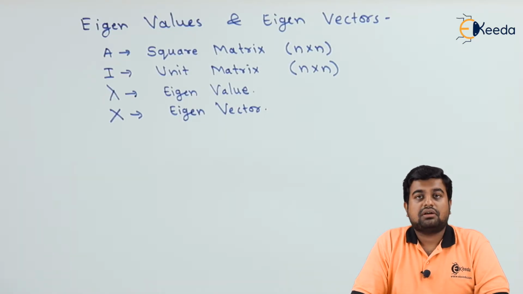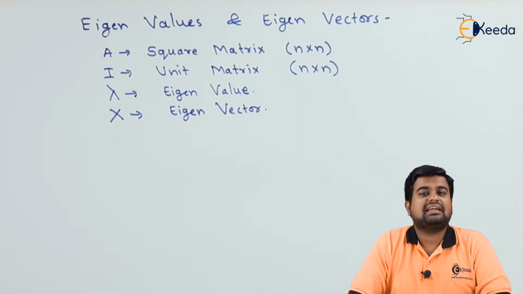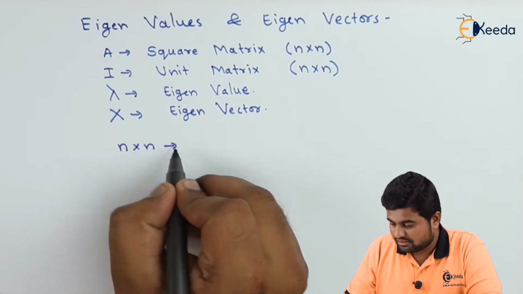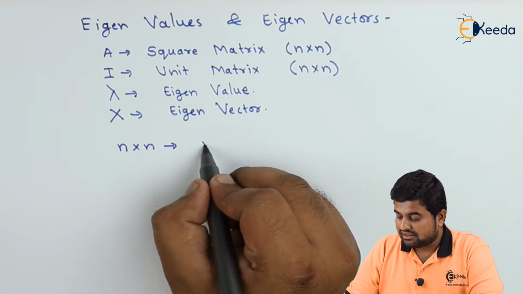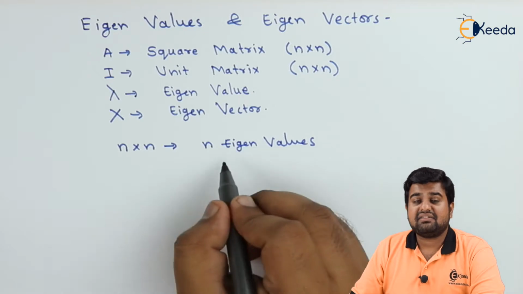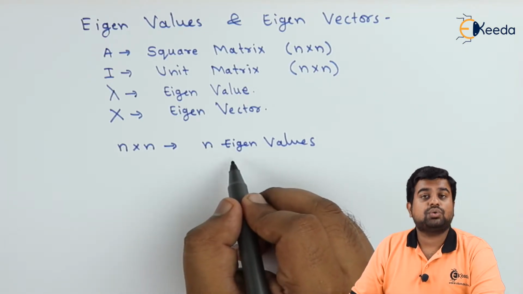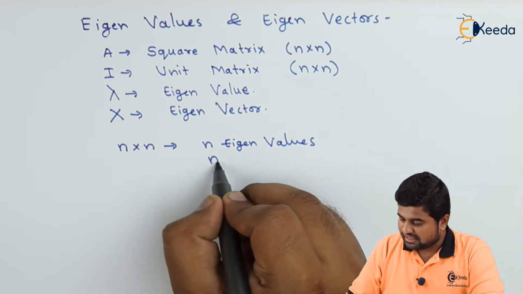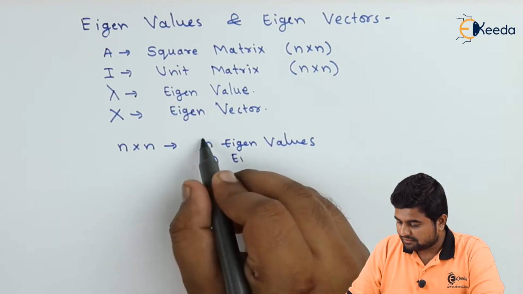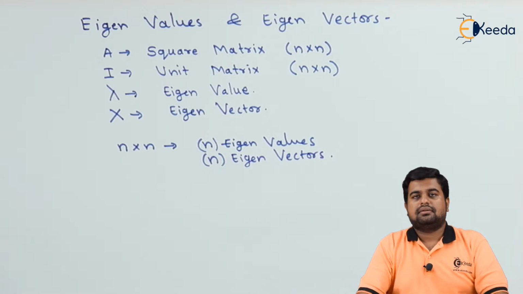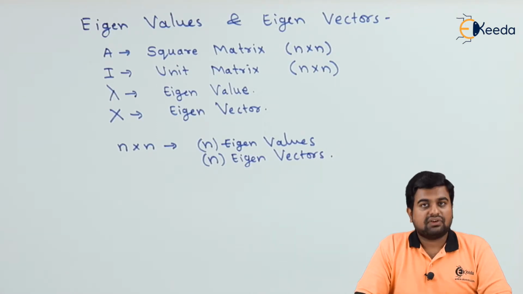Now if we have a 3 by 3 matrix, then we have 3 eigenvalues and 3 eigenvectors. So if we have an n by n square matrix, then we have n eigenvalues, and each eigenvalue gives birth to a corresponding eigenvector. So we have n eigenvectors. But before that, let's get aware of what an eigenvalue is.